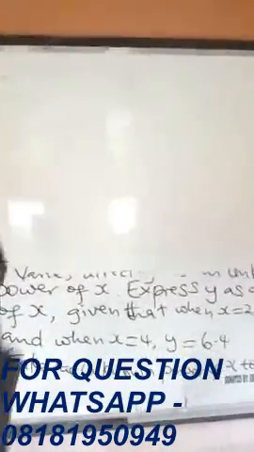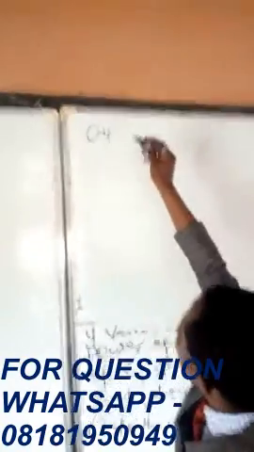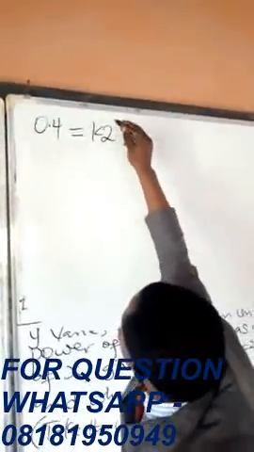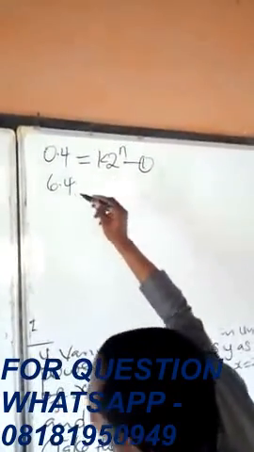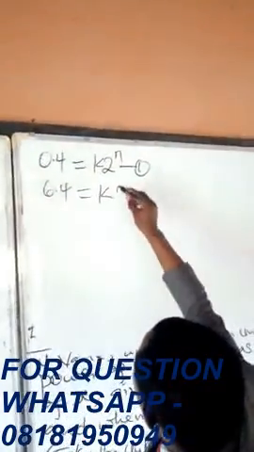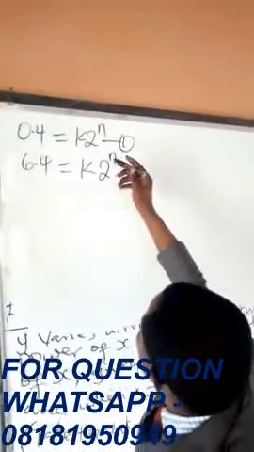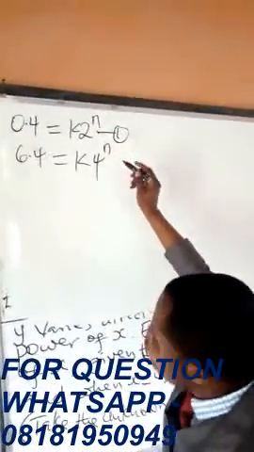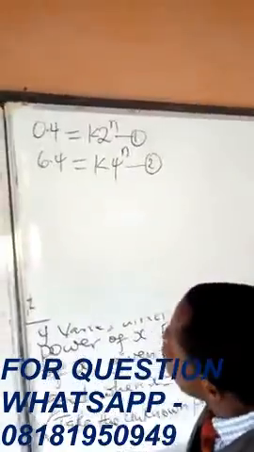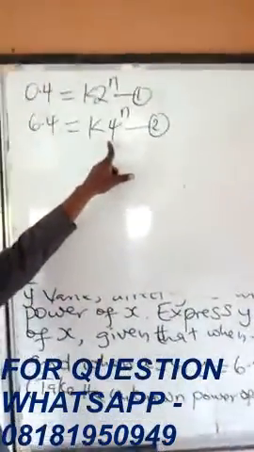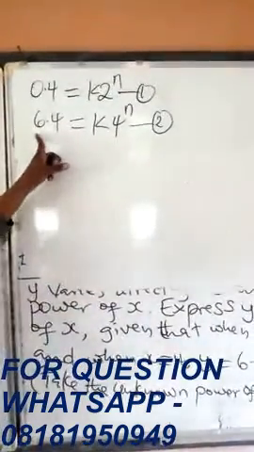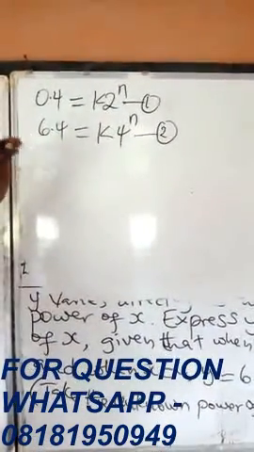So what we have here now is, let's rewrite the equation again. 0.4 equals k times 2 raised to power n, equation 1. 6.4 equals k times 4 raised to power n, equation 2. Now, we are not going to use the unknown to determine which equation is bigger. Let's take the constant now for you to know which equation to divide by the other.